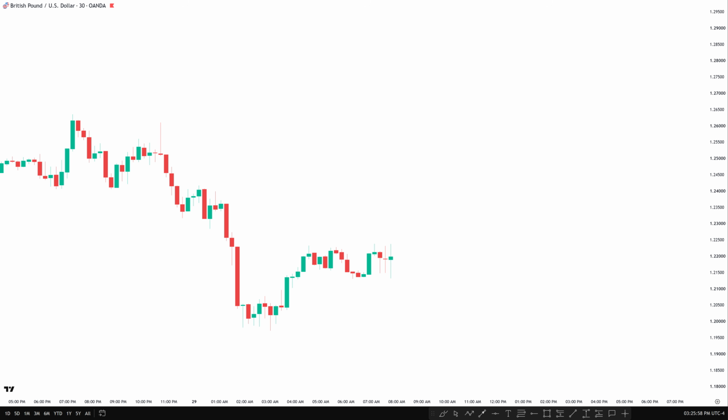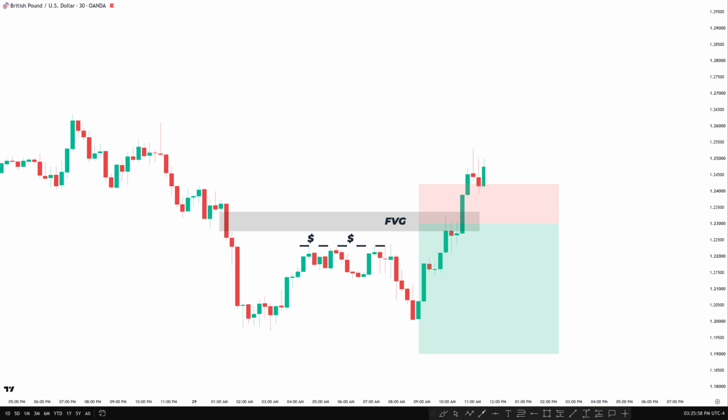Here's another example. On the 30-minute chart, the market is trending lower. A fair value gap forms above a liquidity zone, giving us what appears to be a textbook easy short setup. We enter the sell trade. Price reacts briefly, then reverses and hits our stop loss. Again, the setup wasn't necessarily bad.